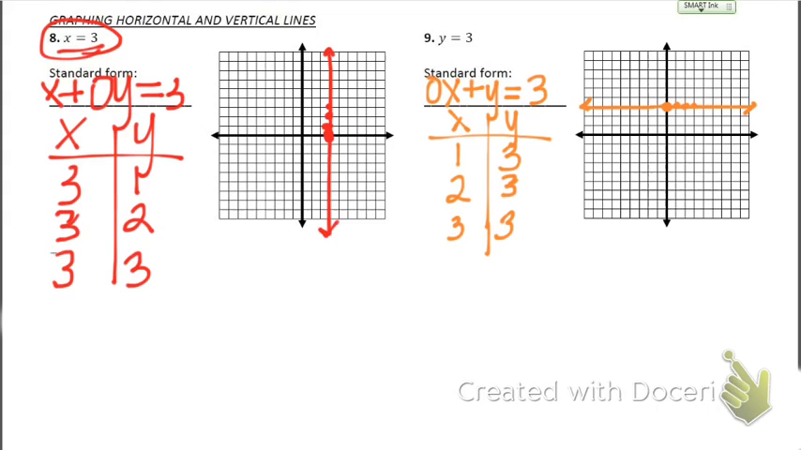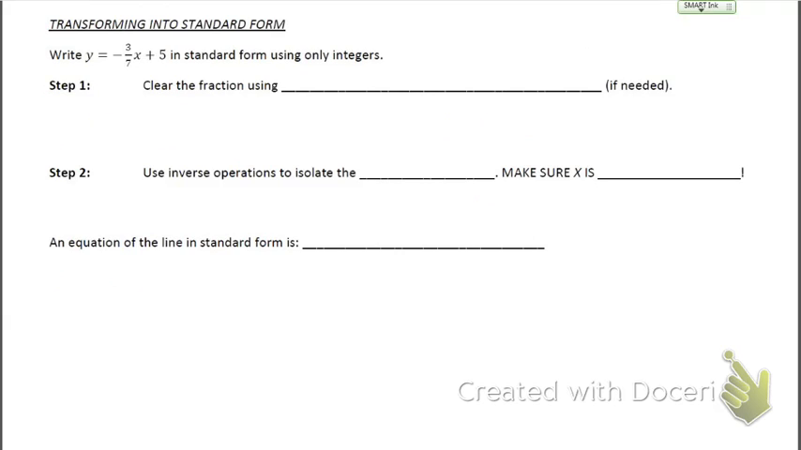Okay? Those are special types of lines. So let's say I give you the equation of a line, and I want you to put it in standard form. So for example, y equals negative 3 over 7x plus 5, and I want you to put it in standard form. First of all, that fraction is really throwing things off. So I want to get rid of the fraction. How can I clear the fraction? What would I multiply by? 7. So you are going to clear the fraction using distributive property.